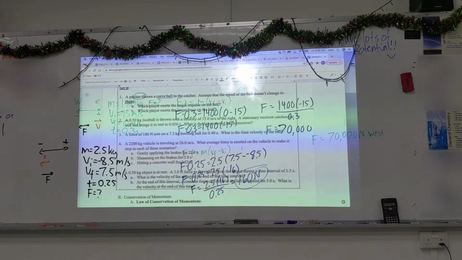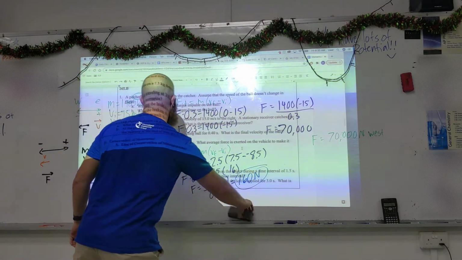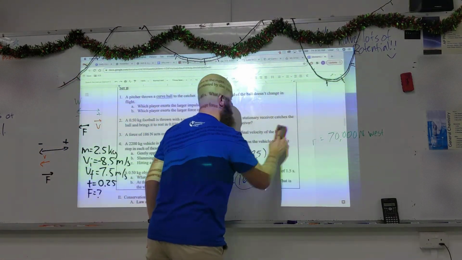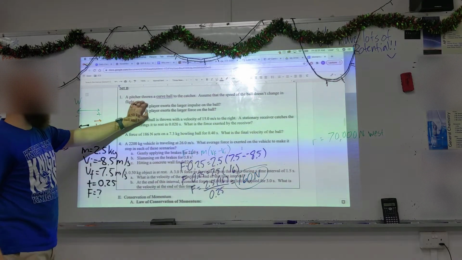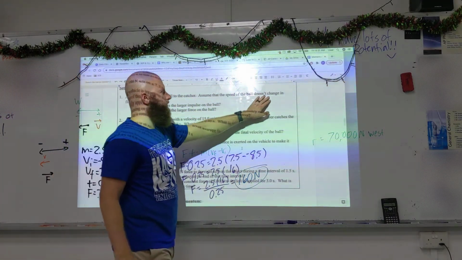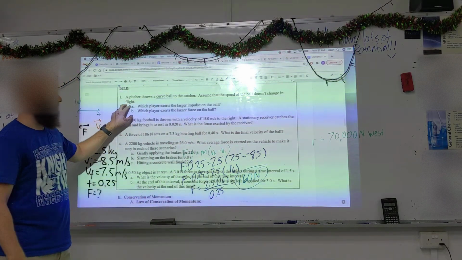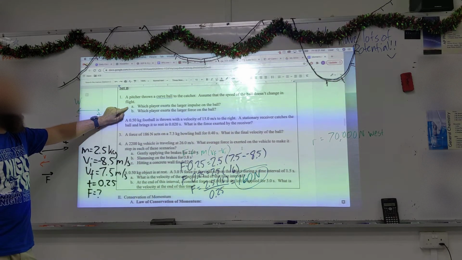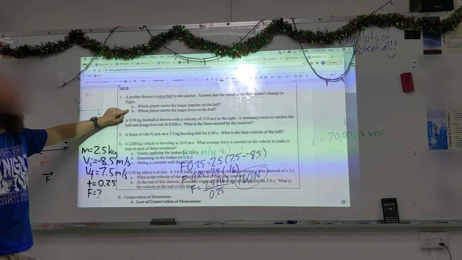Let me erase a little bit so you can see a little better. Okay, a pitcher throws a curveball to the catcher. Assume that the speed of the ball doesn't change in flight. We want to know which pitcher exerts a larger impulse and which player exerts a larger force.